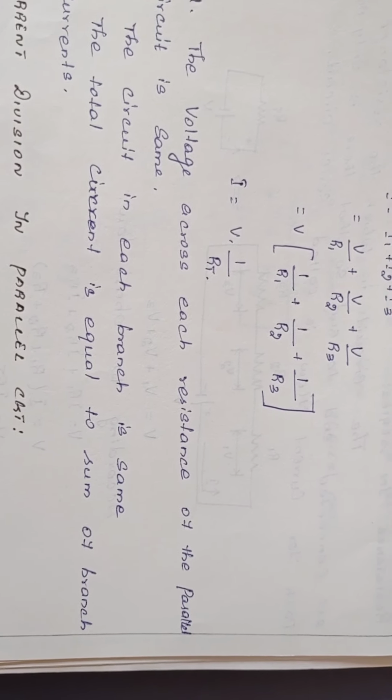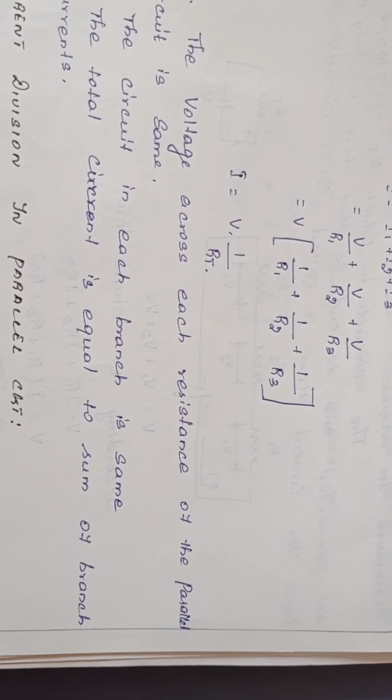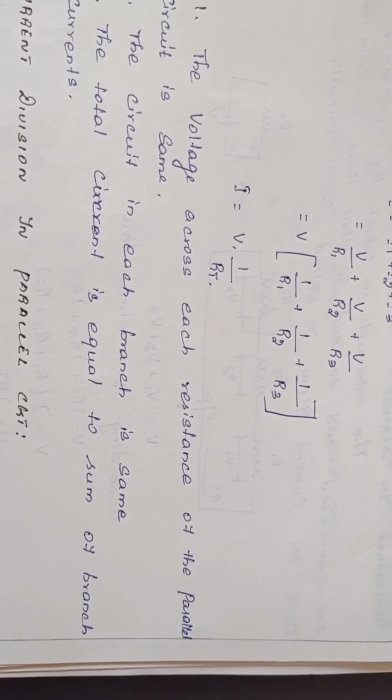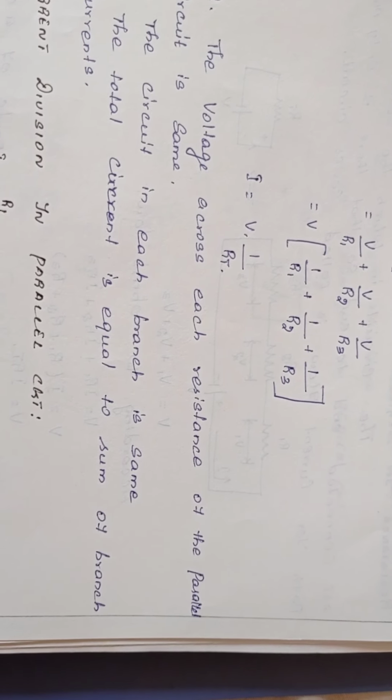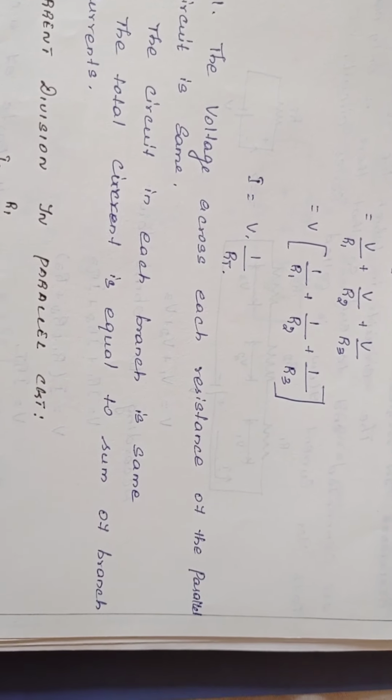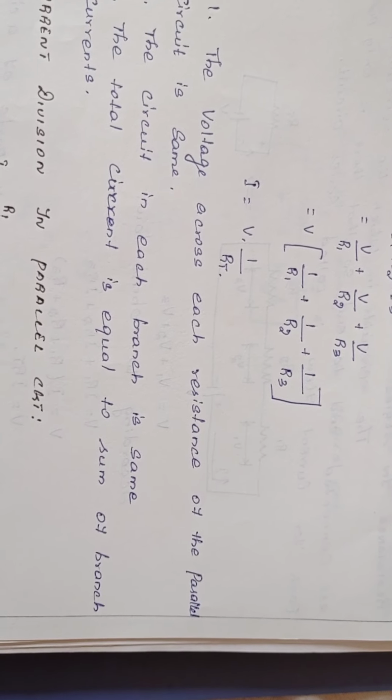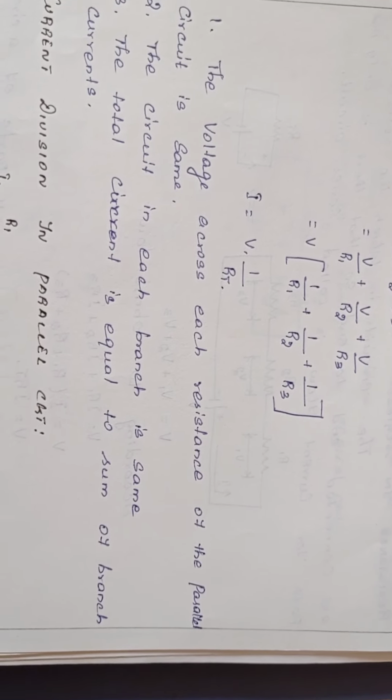So, due to these advantages, all electrical appliances are connected in parallel. We can switch on or off any light or appliance without affecting other lights or appliances.